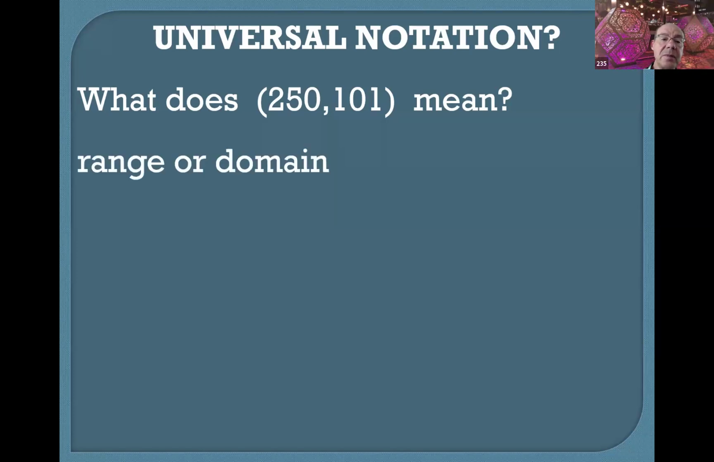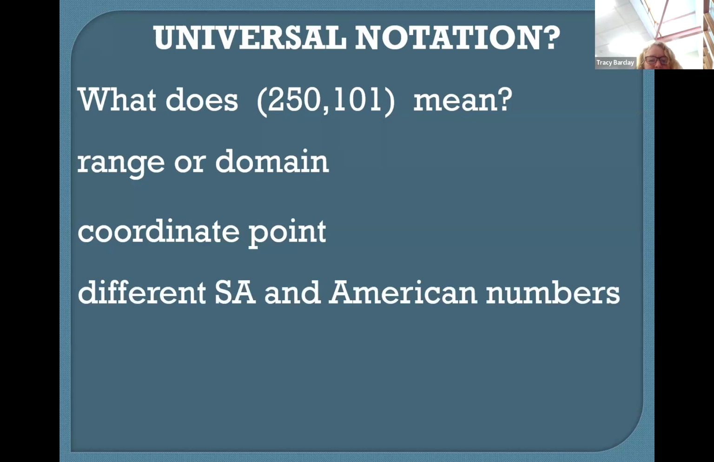So it could be a domain or a range. Somebody mentioned a coordinate point. And what was interesting, and this was the context, was that it could be a number. But the problem is, what number? In this context the number was given in words and then written as a number in brackets. But in America, that means 250,101. In South Africa, it means 250 decimal point 101.